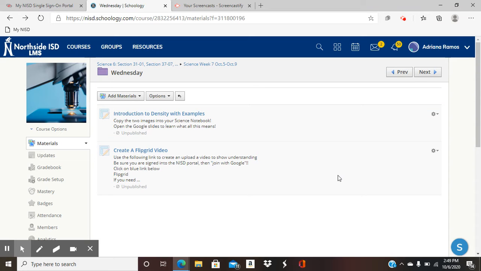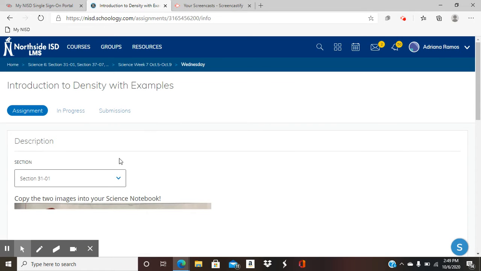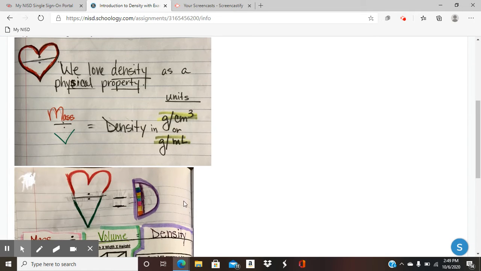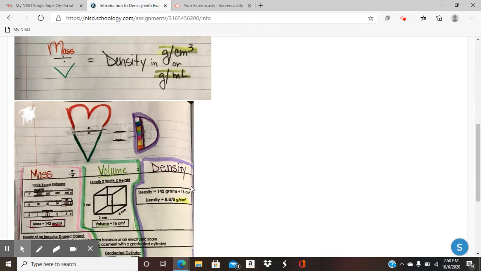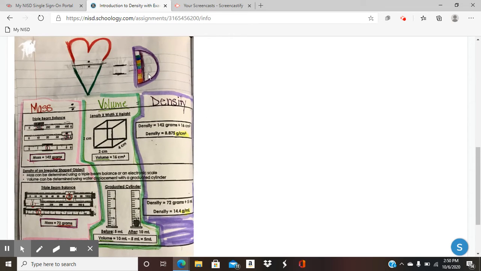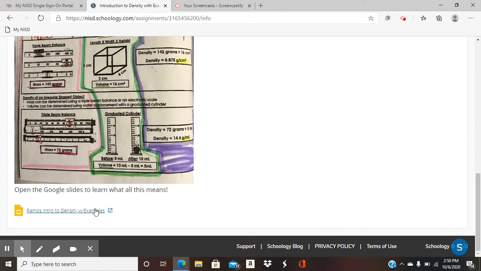We're going to learn about introduction to density with examples and also create a Flipgrid video. Let's click here. Please copy these notes into your science notebook. It's very, very important notes, so just copy it. Remember that to get density, you need to divide mass by volume.